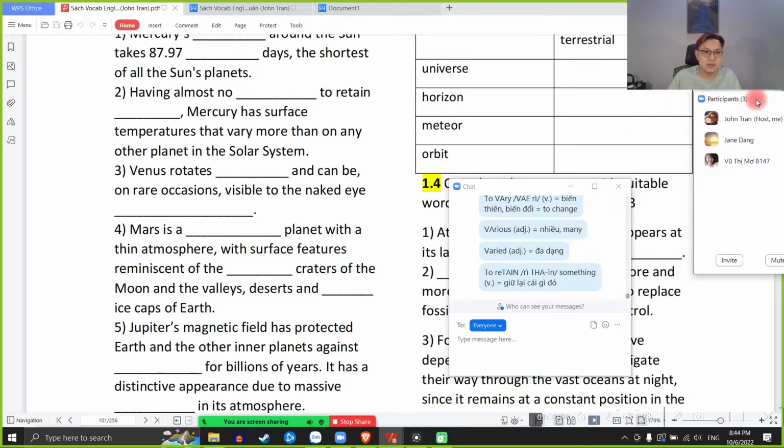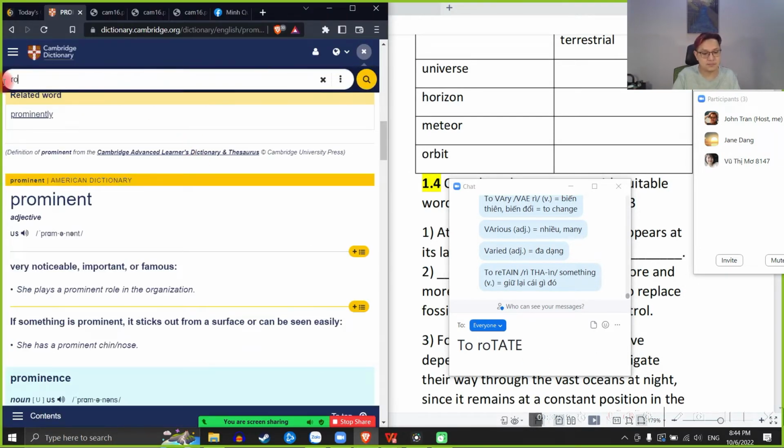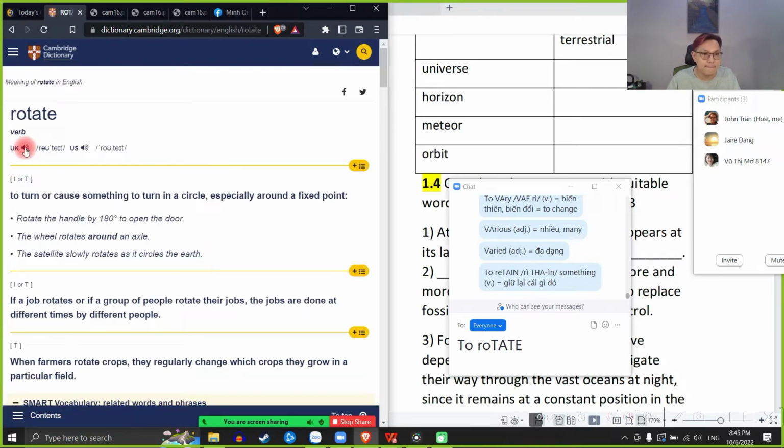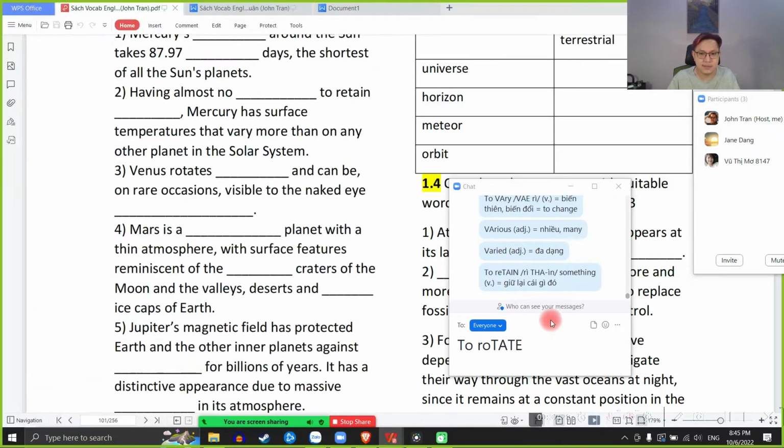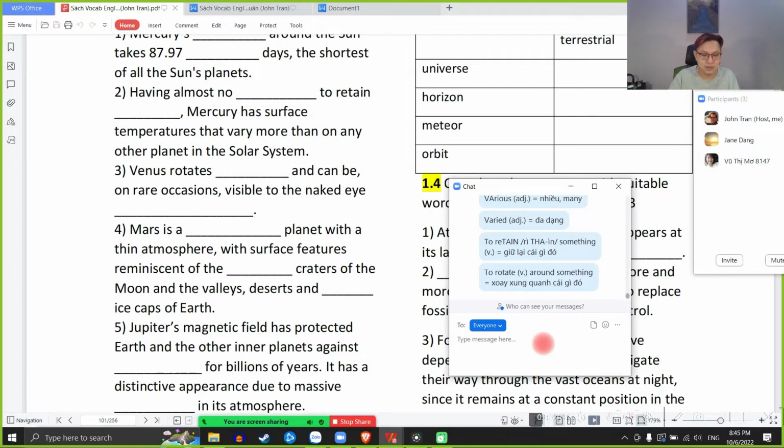Okay, Venus rotates something and can be on rare occasions visible to the naked eye. Cái sao Kim á, nó rotates. So to rotate. Let me check the spelling. Rotate, nhấn âm nào cũng được. So you can pronounce it anyway. To rotate là xoay xung quanh cái gì đó. To rotate around something. Cái sao Kim nó xoay xung quanh cái gì đó.